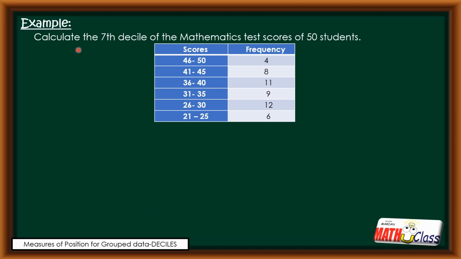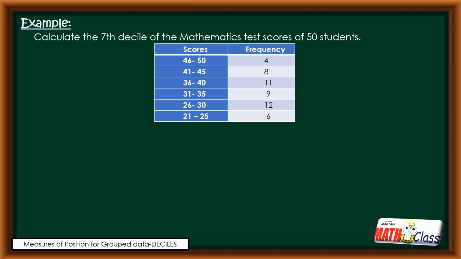Calculate the 7th decile of the mathematics test scores of 50 students given this frequency table. As what you have observed, we use the same data as what is being used in our example in the quartile for grouped data. So make sure you are able to watch the video lesson in quarter 4 module 2 lesson 1 to give you a more comprehensive explanation in each step, specifically the process of completing the frequency table.